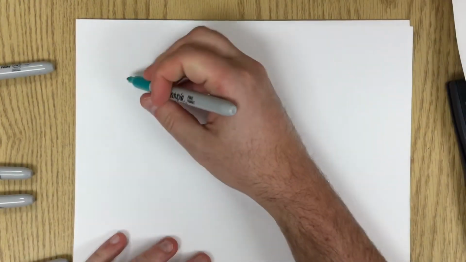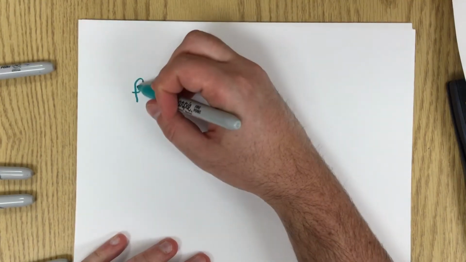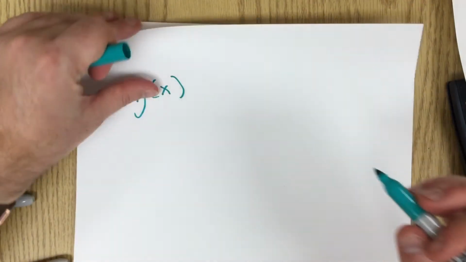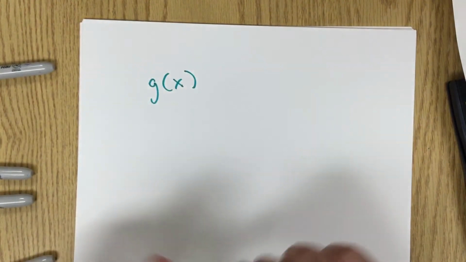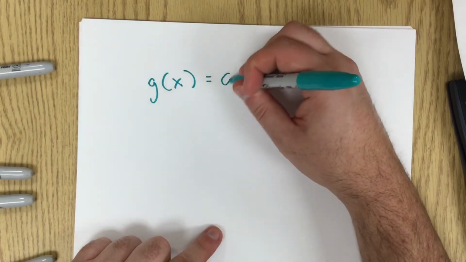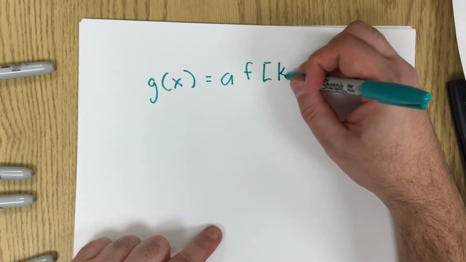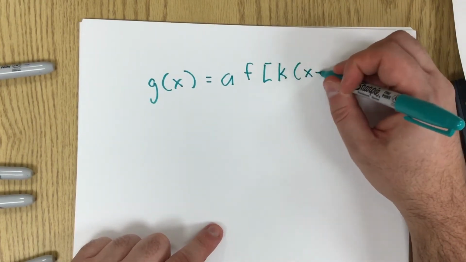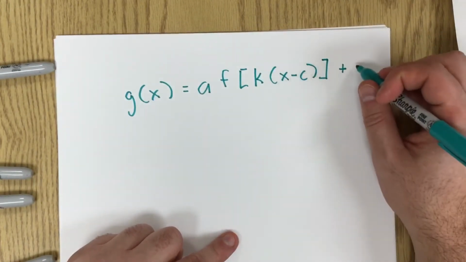We're going to write it as a generic formula here. We're going to say that the transformed one, so g of x, g is going to be the transformed version of the function, is going to be a f of kx minus c plus d.